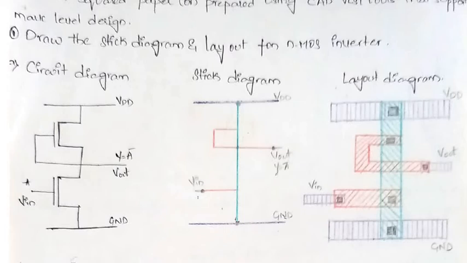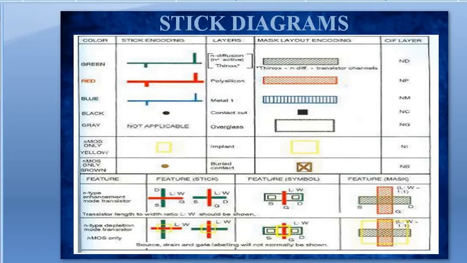So for NMOS diffusion, what do we require? Which color do we require? Green color. So first we go for the stick diagram. This is your green color, right?